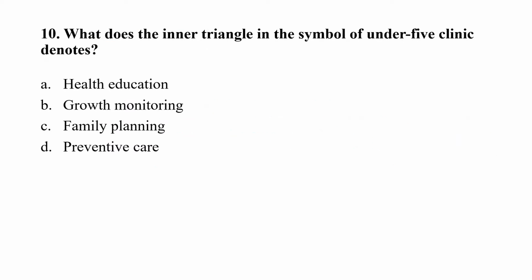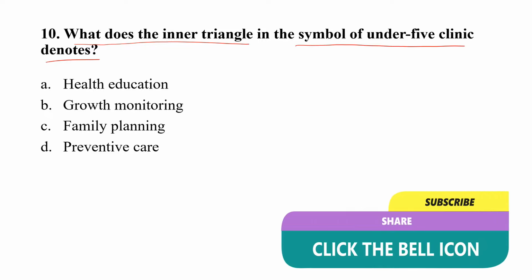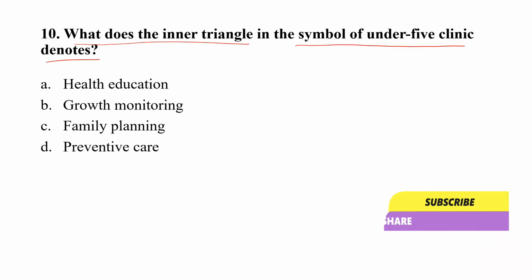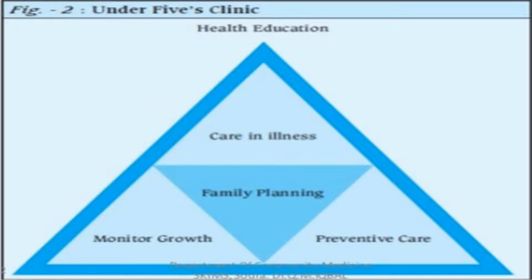Question number 10. What does the inner triangle in the symbol of under 5 clinics denote? Option A, health education. Option B, growth monitoring. Option C, family planning. Option D, preventive care. Correct option here is option C, which is family planning. And this is the symbol of under 5 clinics. And here is the inner triangle, which the question asks about. It denotes family planning.